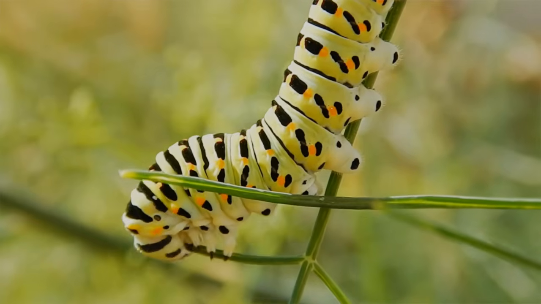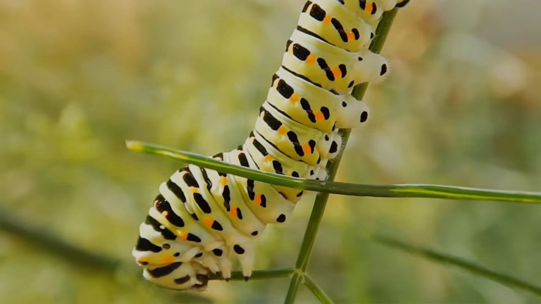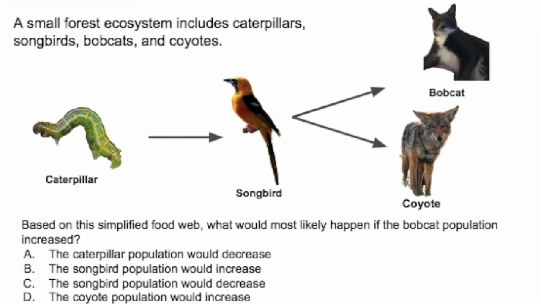So just when you thought we were done talking about caterpillars, here's another question with caterpillars. A small forest ecosystem includes caterpillars, songbirds, bobcats, and coyotes. It says, based on this simplified food web, what would most likely happen if the bobcat population increased? A. The caterpillar population would decrease. B. The songbird population would increase. C. The songbird population would decrease. Or D. The coyote population would increase. So let's have you pause the video, try to figure this question out, and then when you're ready, we'll go over how to do it.